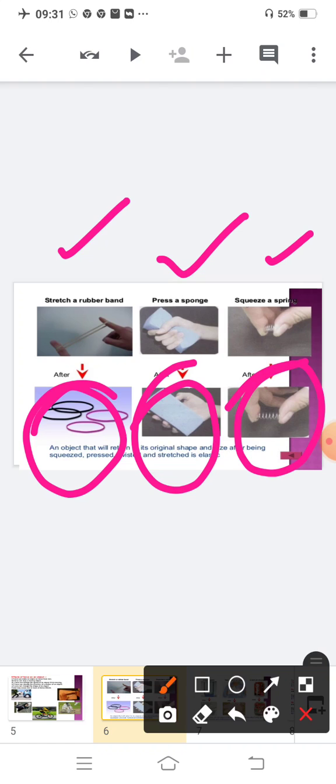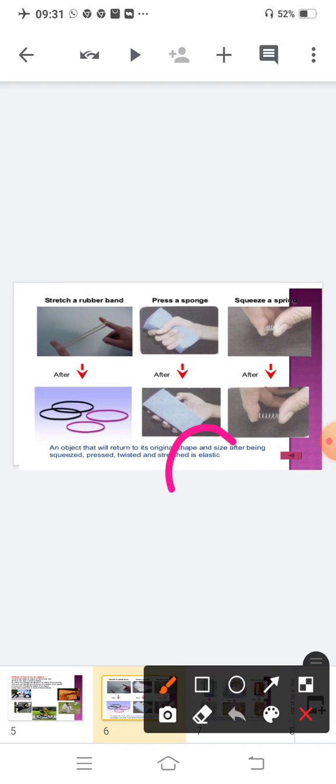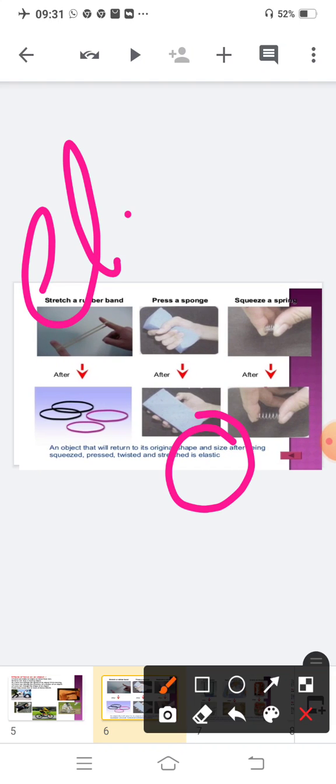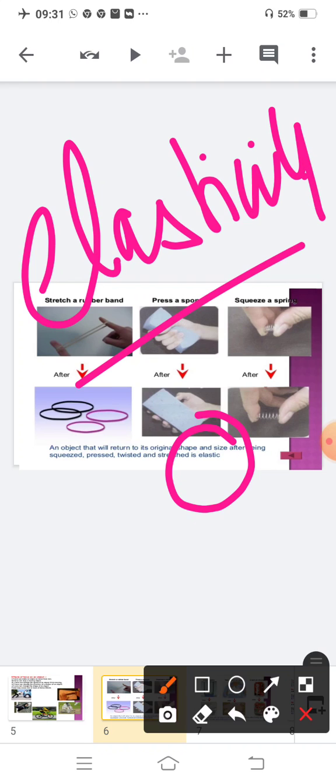So an object that returns to its original shape and size after being squeezed, pressed, twisted or stretched is known as elastic. That is known as elasticity. What do you mean by elasticity? After releasing force, when your object returns to its original shape, that property is known as elasticity. Clear?